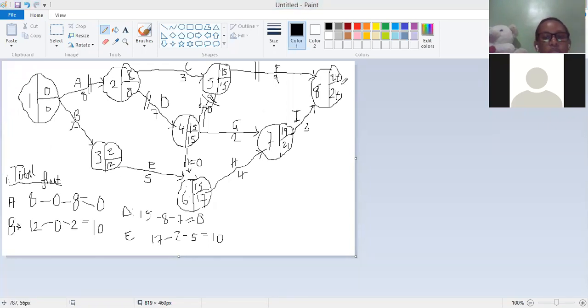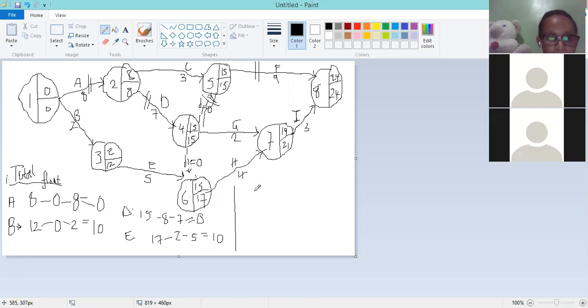So, class, let's try and manage our noise. So far, have we understood what we mean by the total float and its computation? Yes. Good.